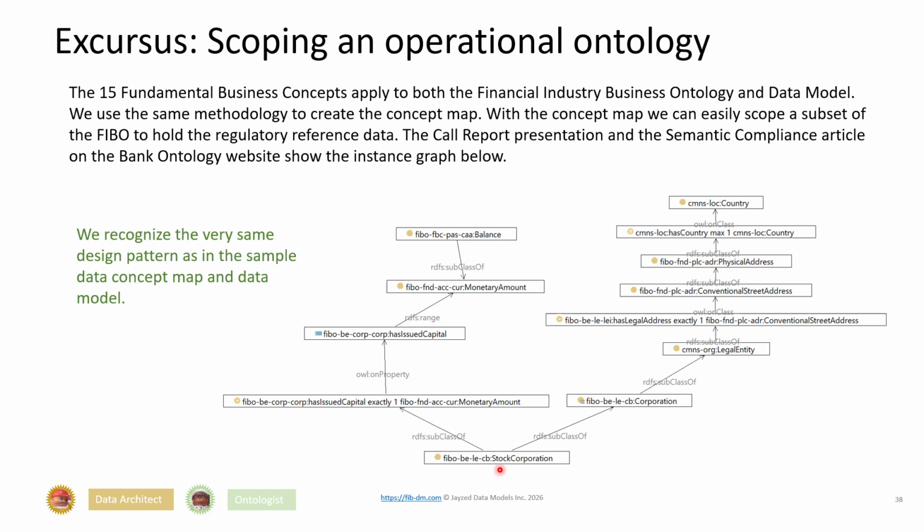below. Now here we have our stock corporation. We see it's the monetary amount. Its object property has issued capital that rolls up to the balance. And also we see stock corporation is a corporation which is a legal entity, which has a street address, which is a physical address, and the address has a country. So we recognize it's exactly the same design pattern as in the concept map and the data model.